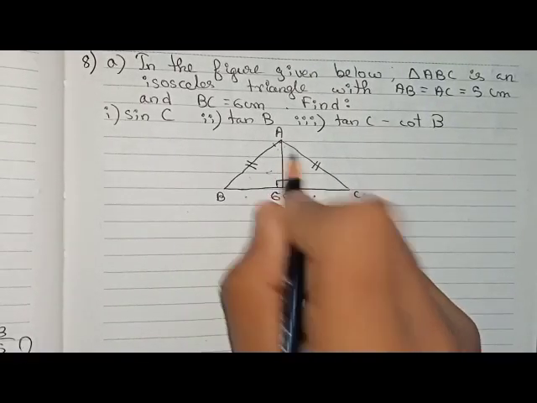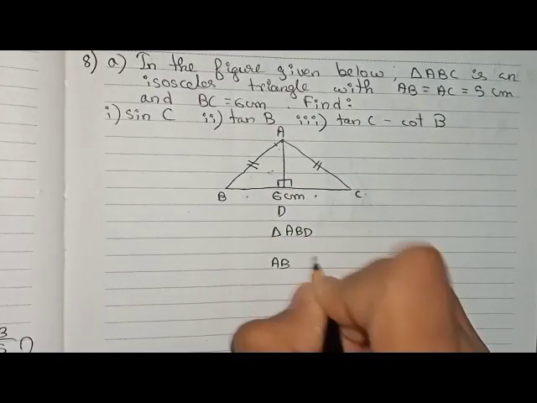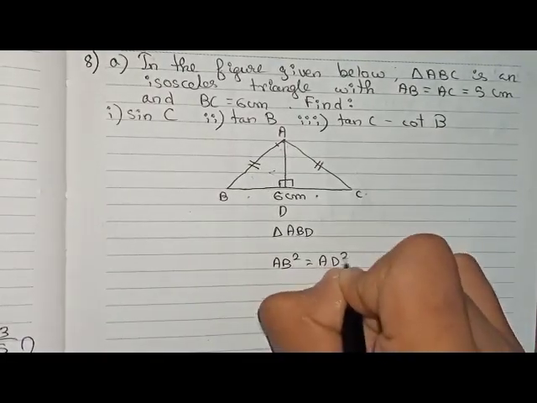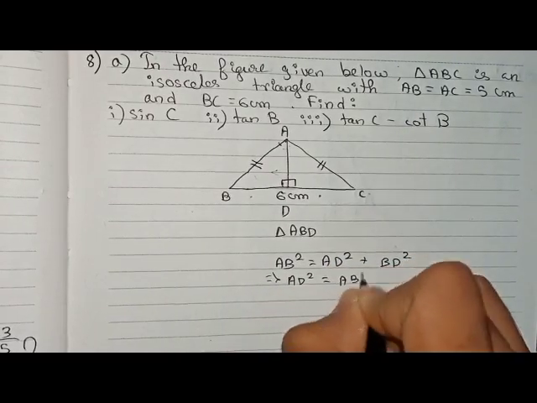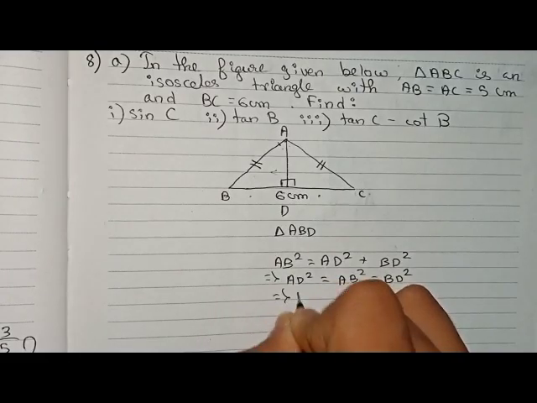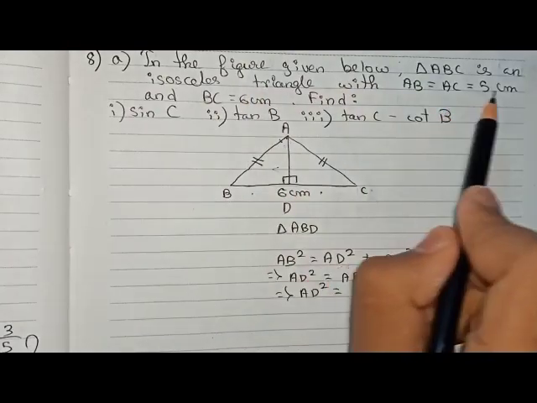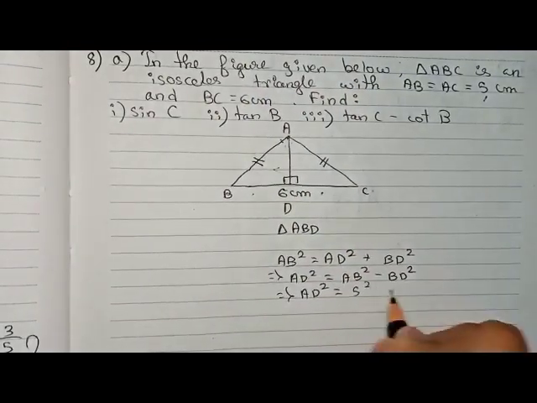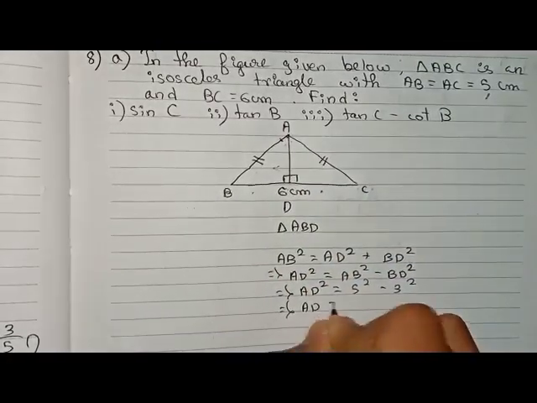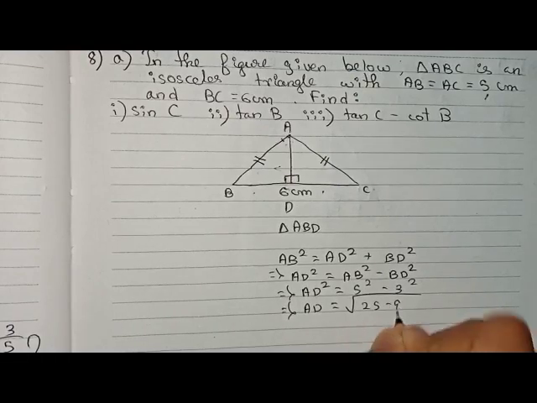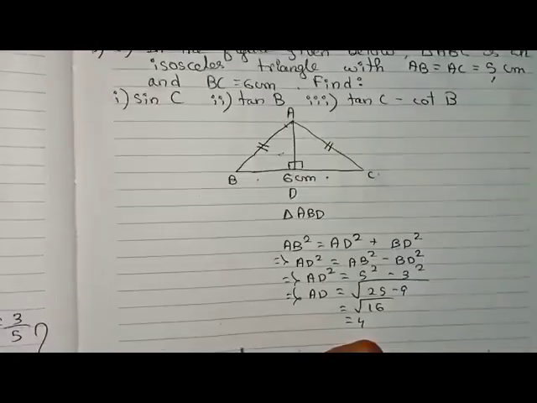So first we find the value of AD. So triangle ABD we take. So AB square is equal to AD square plus BD square. So AD square is equal to AB square minus BD square. AD square is equal to AB square, that is given in the question, 5 cm. 5 square minus 3 square, BD is 3, half of 6. So AD is equal to root over 25 minus 9, that is equal to root over 16, which is 4. So now first question we attempt.